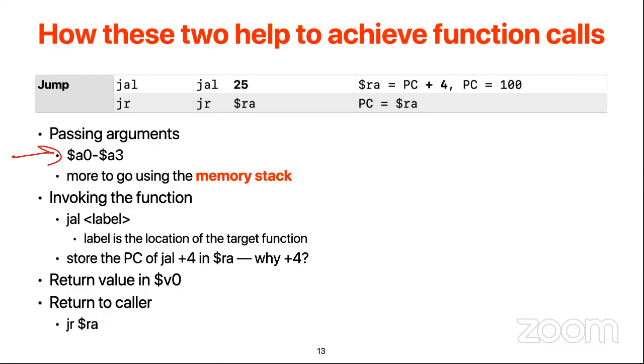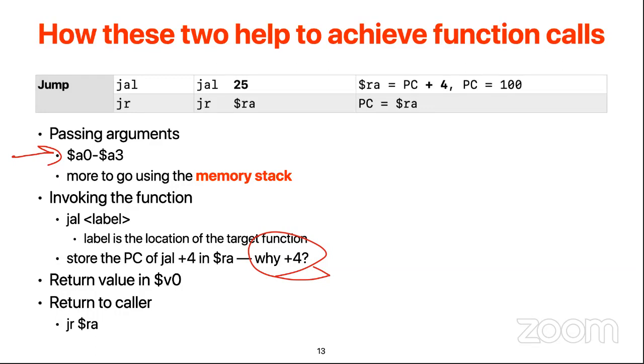And if you want to invoke the function, as we said, jump and link, and the label is the location of the target function, and store the PC plus 4. And why we need to add 4, as I mentioned before, is just because if you don't do it, then you will keep going back to jump and link, and you keep calling the function, and you can never go back.